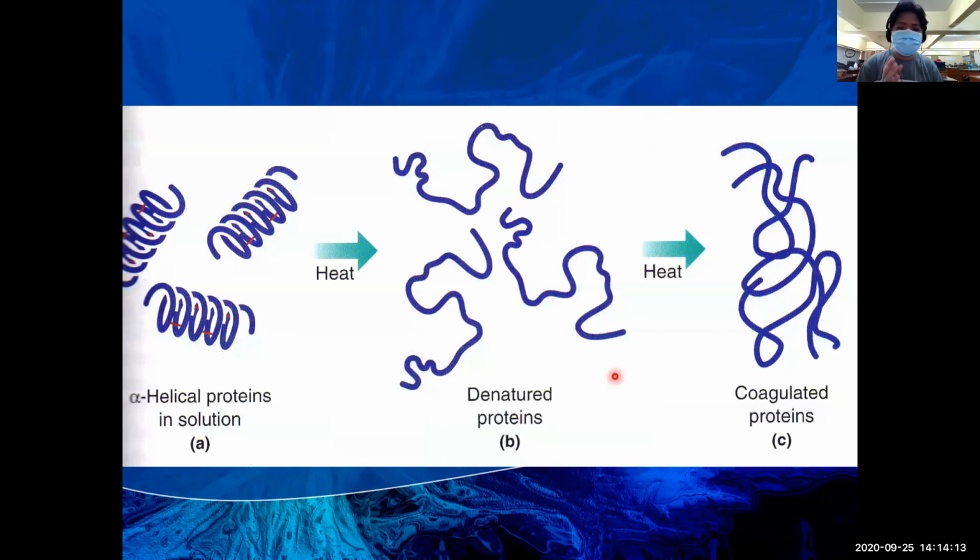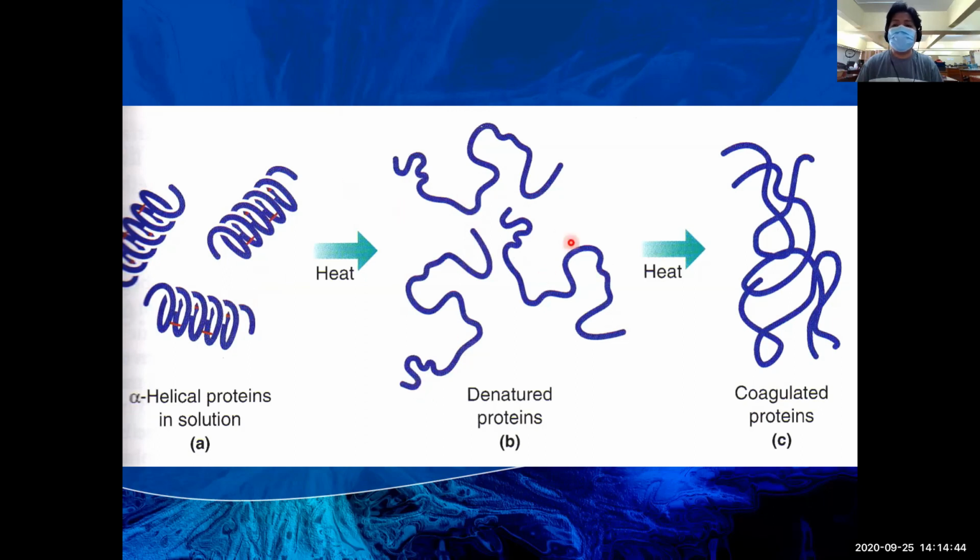So here is an example of a denaturing factor, which is temperature. We have alpha helical proteins in a solution, and when we introduce heat to that solution, it will cause intense vibration that will destroy the structure of the alpha helical proteins. And then they will become denatured. So we have this one.